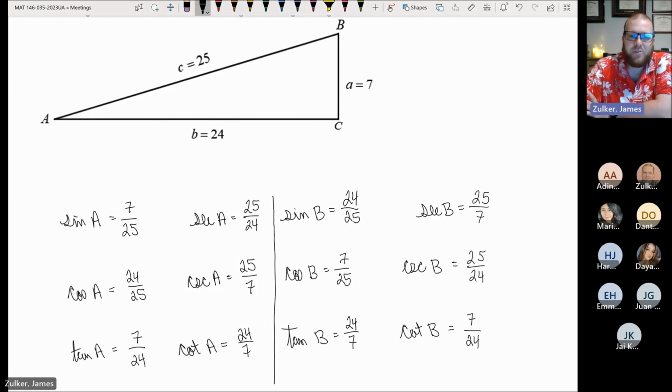Remember that the sum of the angles in a right triangle has to be 180 degrees. Right? Has to be pi. One angle is always fixed to be pi over 2. Right? That's the definition of a right triangle. That means that the sum of the remaining 2 angles has to be pi over 2.